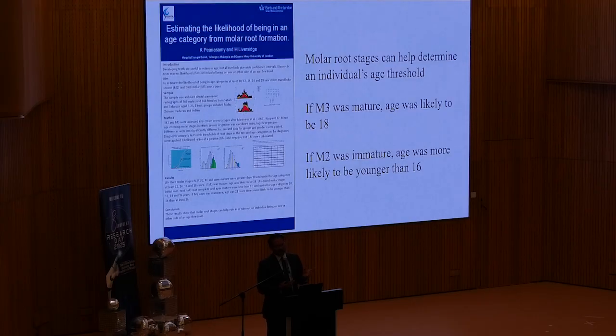Molars are the back teeth. You can use root stages to determine if a person has achieved a certain age threshold. If the wisdom tooth is mature, you're likely to be 18. If the second molar tooth is immature, you're likely to be less than 16. Simple message. But there's a whole study there.